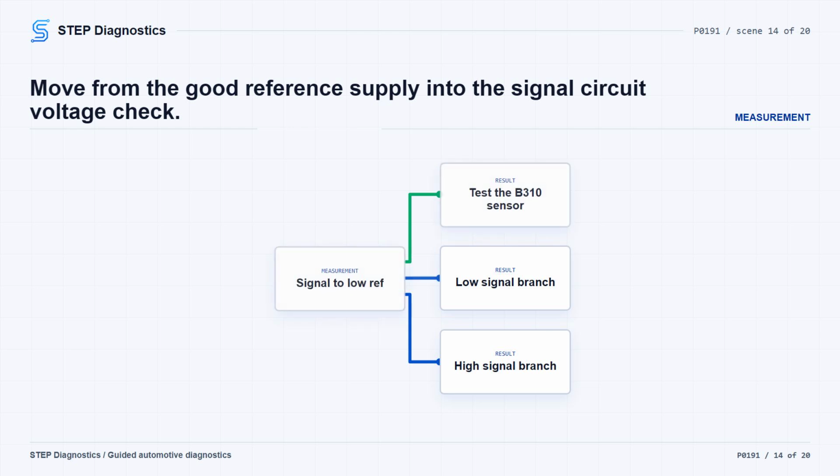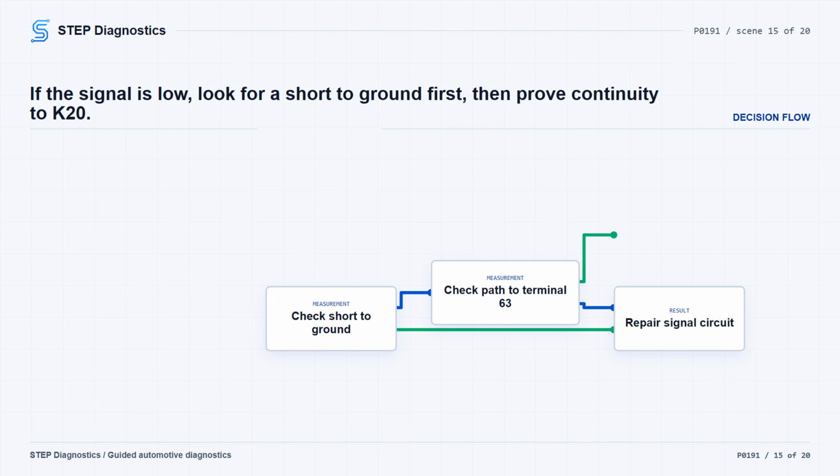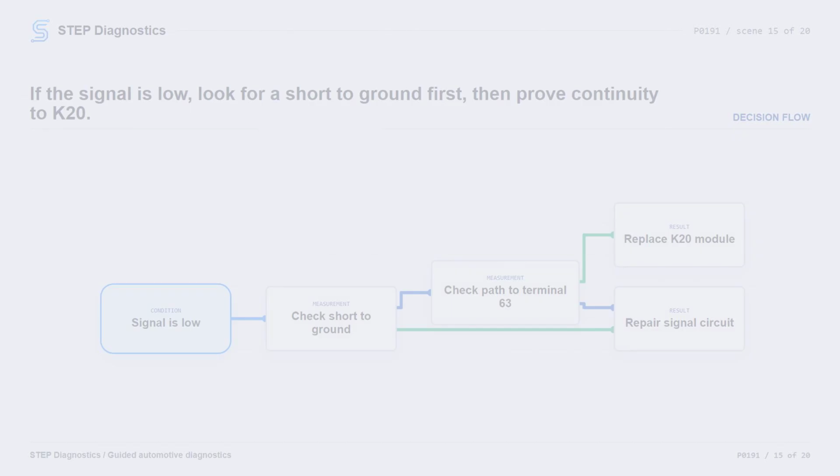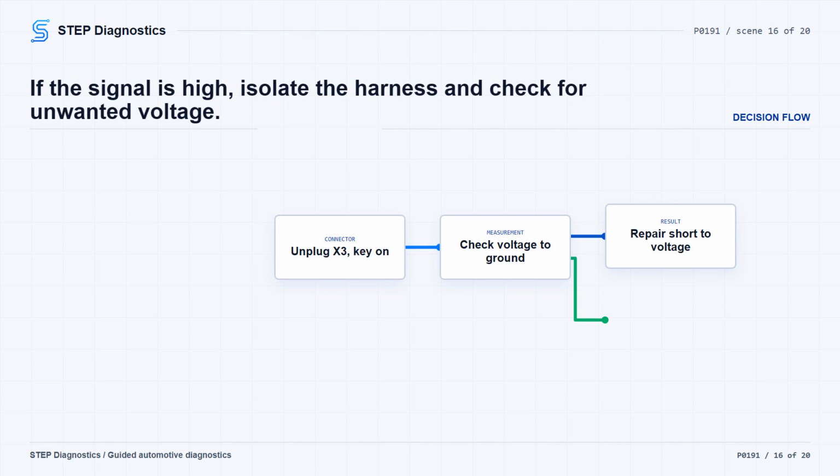If the signal circuit voltage is less than 4.8 volts, turn the ignition and vehicle off. Disconnect connector X3 at the K20 engine control module and test for infinite resistance between signal circuit terminal 2 at the component harness and ground. If it is less than infinite resistance, repair the short to ground. If it is infinite resistance, test for less than 2 ohms between signal circuit terminal 2 at the component harness and terminal 63 at the control module harness. If that is 2 ohms or greater, repair the open or high resistance. If it is less than 2 ohms, replace the K20 engine control module.